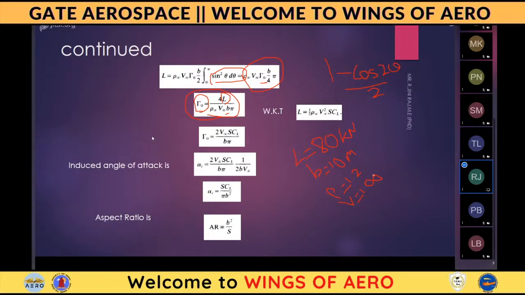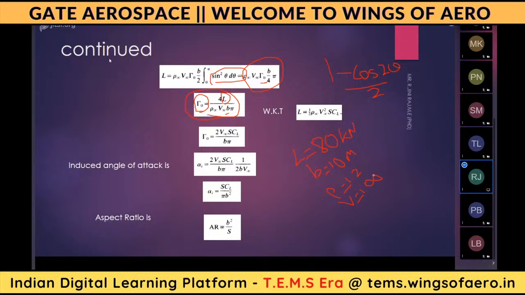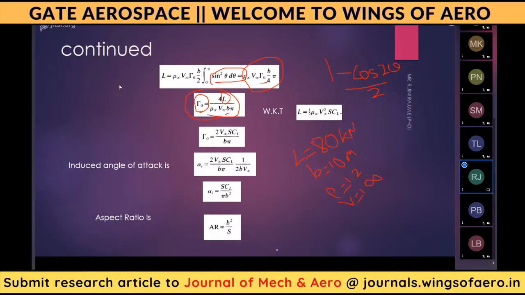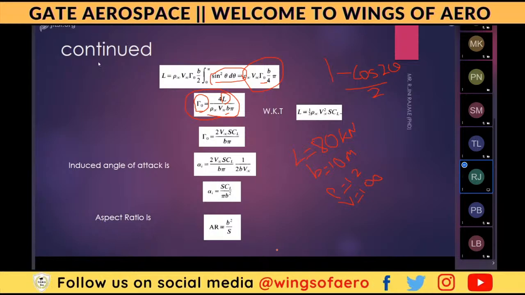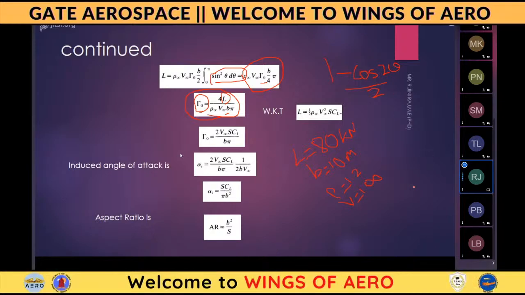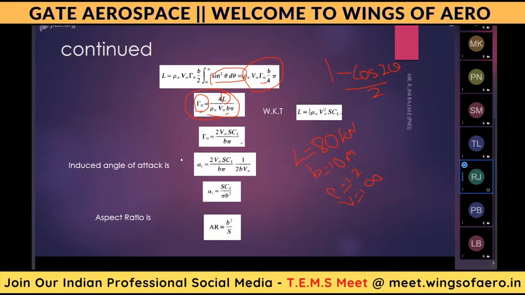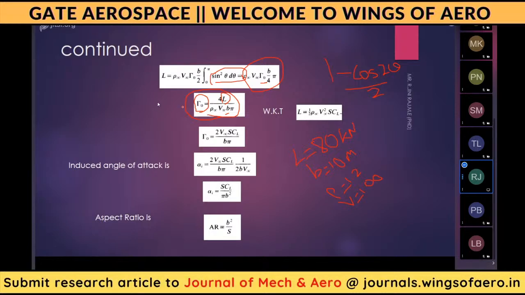Anyone? Anyone, please? Hello, students. Am I audible? Yes, sir. I'm getting 84.88, sir. 84.88 meter square per second. Okay. There is a unit for this circulation.